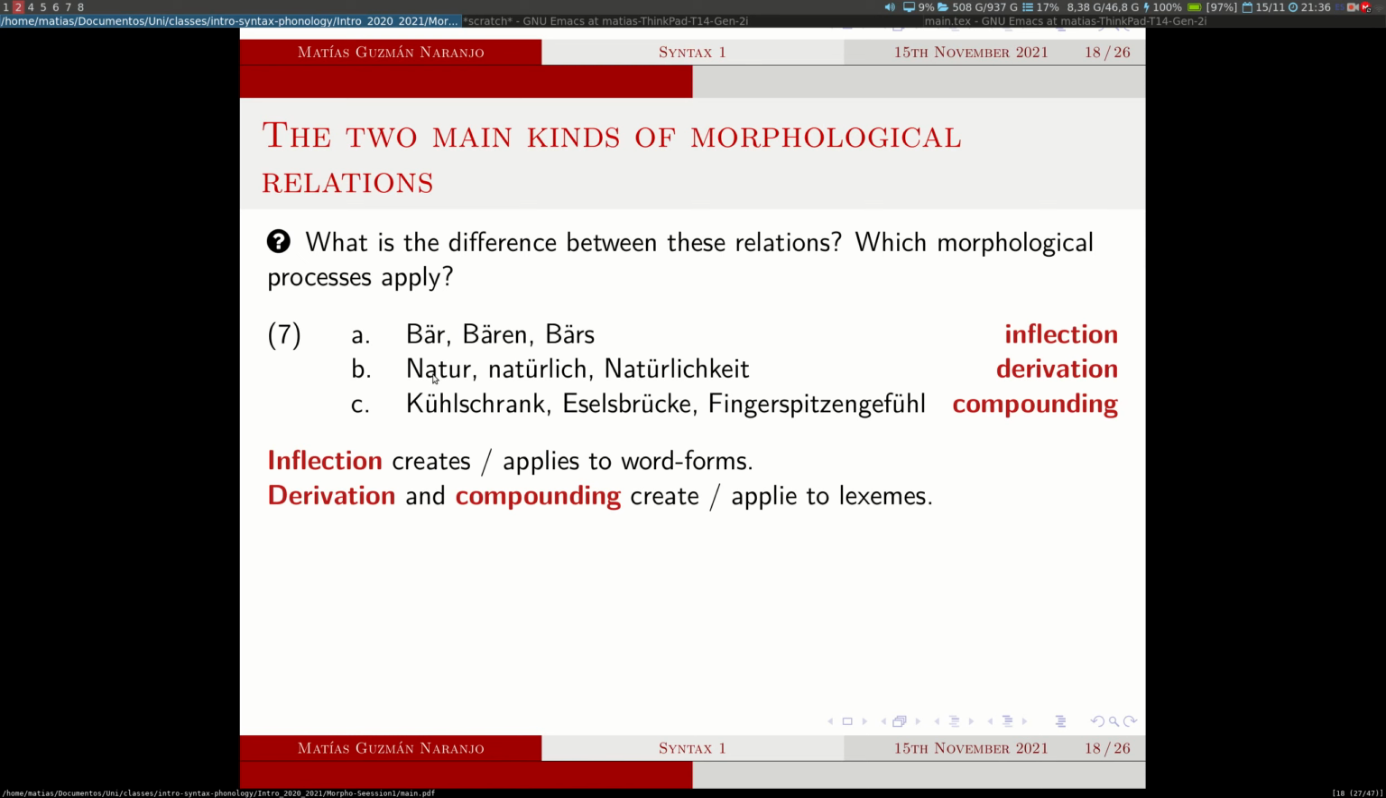For B, we first have a noun, which is die Natur, and then we have natürlich, which is an adjective derived from the noun, and Natürlichkeit, which is again a noun derived from the adjective derived from the noun.